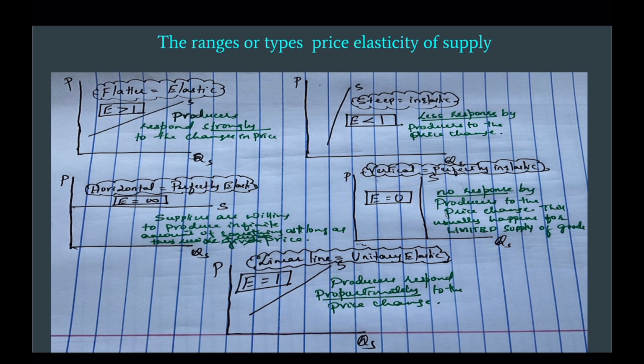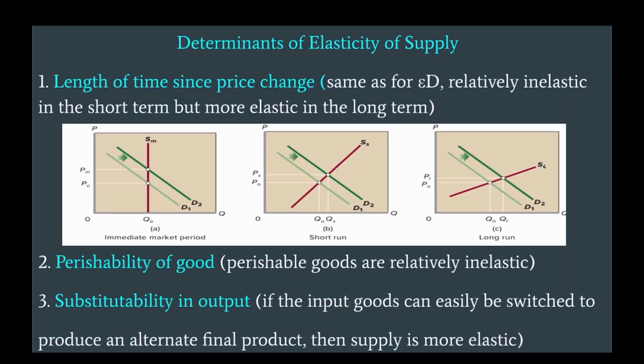The fifth one is a linear line through the origin, which equals unitary elastic supply. So the elasticity coefficient will be equal to 1. The producer responds proportionately to the changes in prices. Determinants of elasticity of supply. The first one is length of time since price change. It means the supply responds differently to the different time periods after the changes in price.